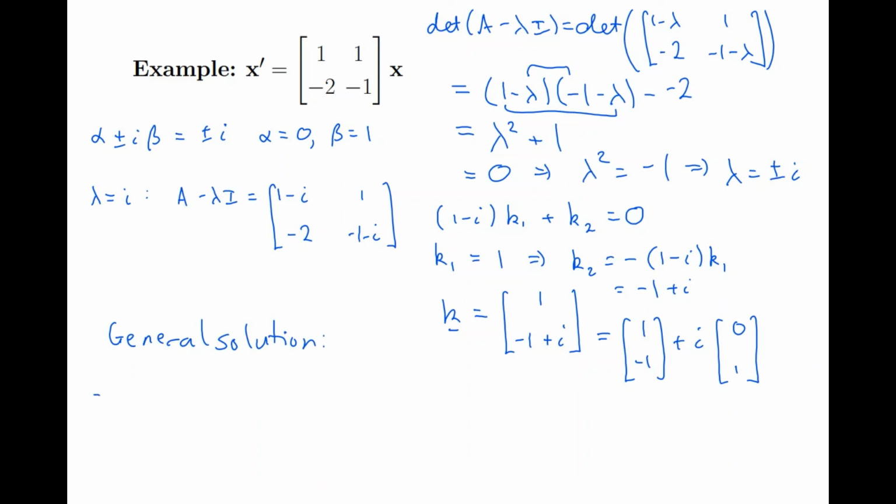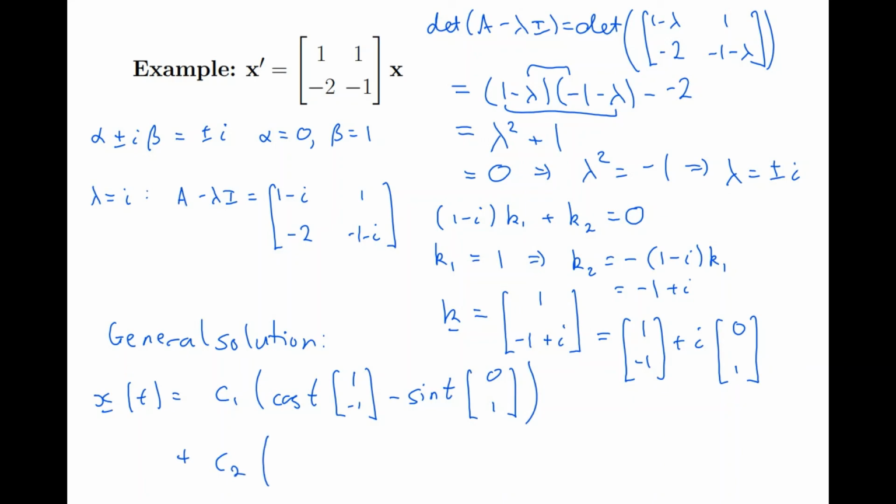It's going to be x, vector x as a function of t, is going to be c1 times the first solution, which is going to be cos beta t, so beta is just 1, so that's cos t times the real part, 1, negative 1, minus sin t times the imaginary part, plus c2 times the second solution, which is sin t times the real part, plus cos t times the imaginary part. And you could write that out again by adding up those vectors and so on, but this is a very convenient and straightforward way to write the general solution.